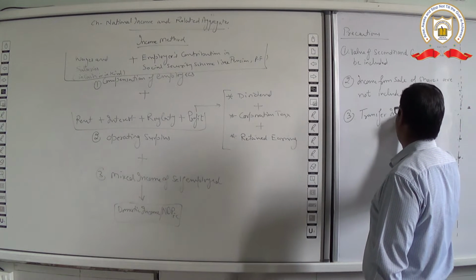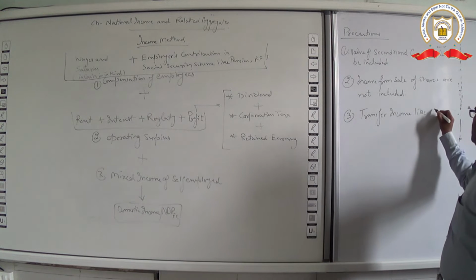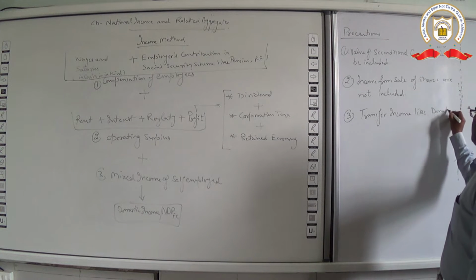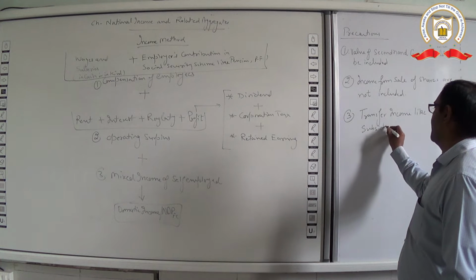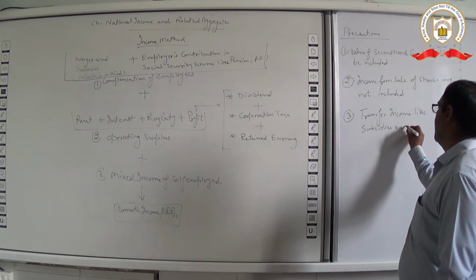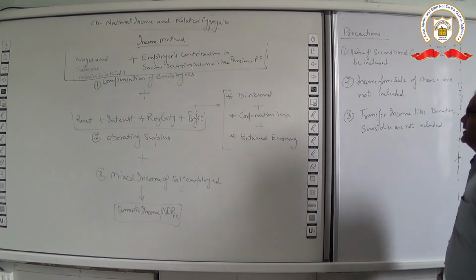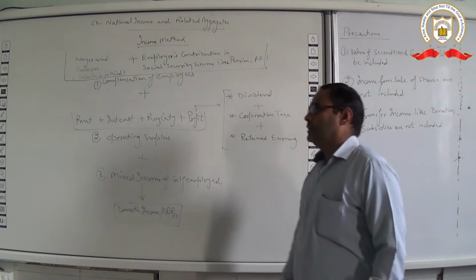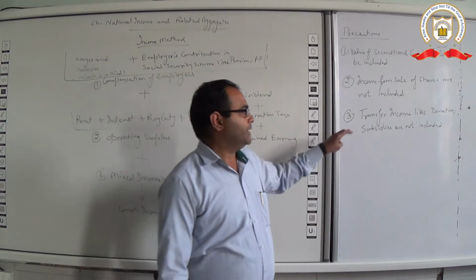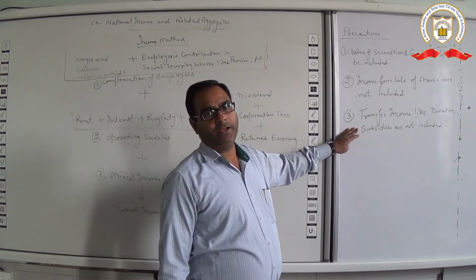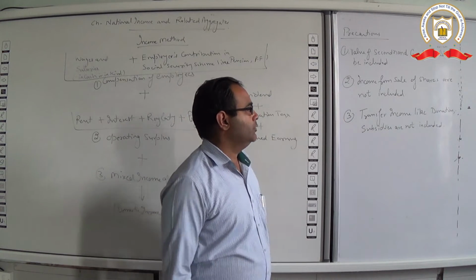Third, transfer income like donations and subsidies are not included in national income, because these are not factor income. These are incomes received without rendering any production activity or production services. So this will not be included.